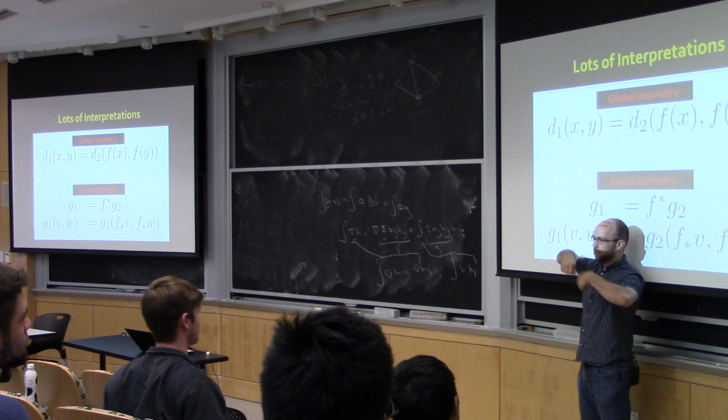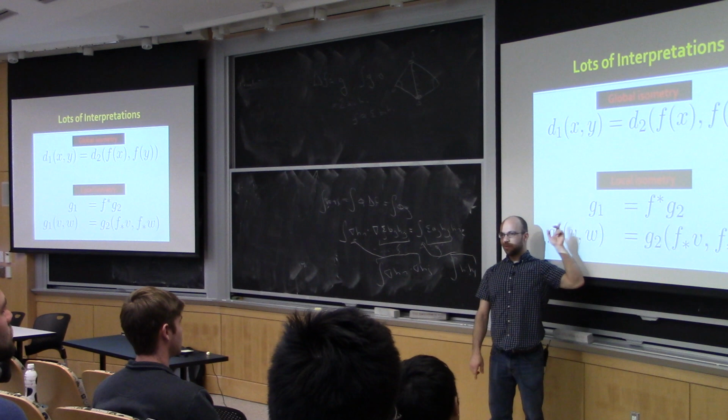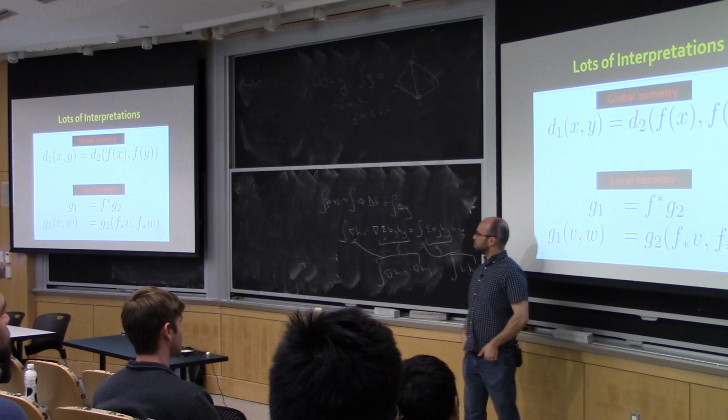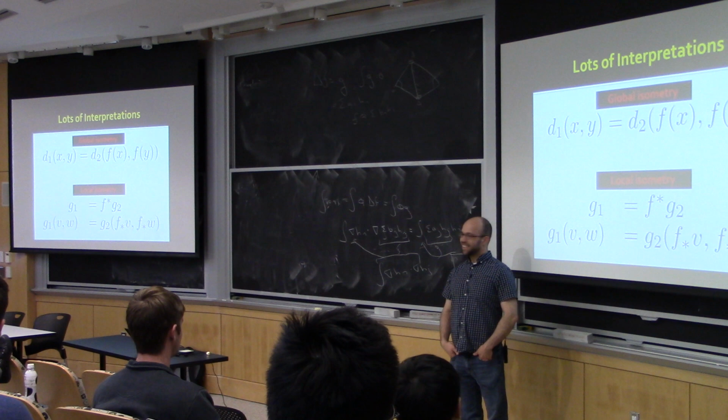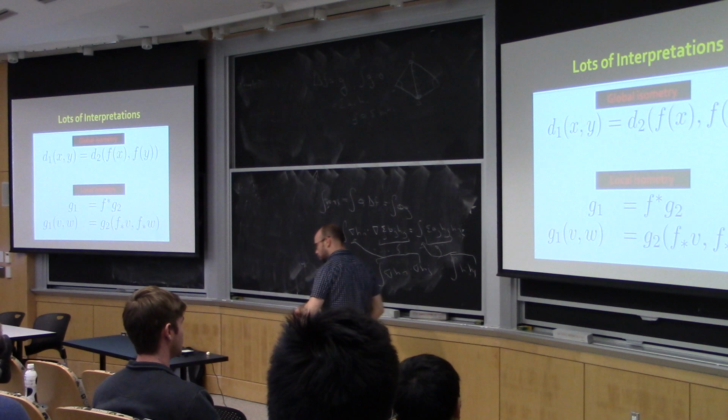So a local isometry is one for which I can pull back the metric from one thing onto another, and nothing interesting changes. By the way, does anybody know the definition of a conformal map? Angle preserving, yeah. And so in that case, I get to put a scalar out here. Conformal maps will show up a little bit later.